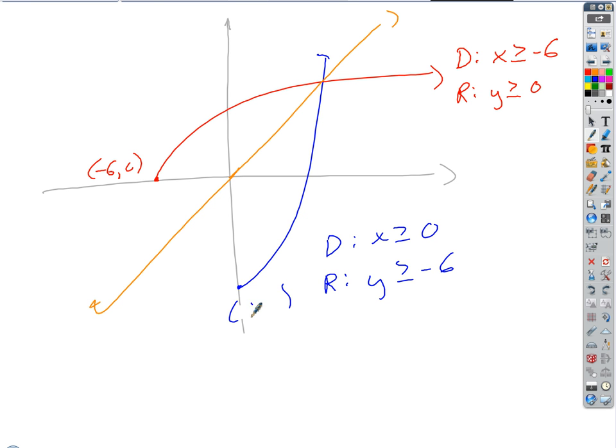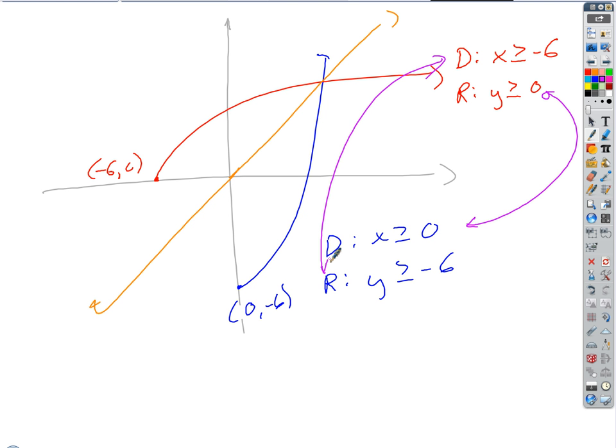What do you notice about the domains and the ranges of the function and its inverse? They're just flipped, right? Which is what we said, isn't it? X's and Y's get flipped. So the original domain of the blue function is becoming the range of the inverse, and the range of the original function is becoming the domain of the inverse. So you just have to find one answer and then flip it.